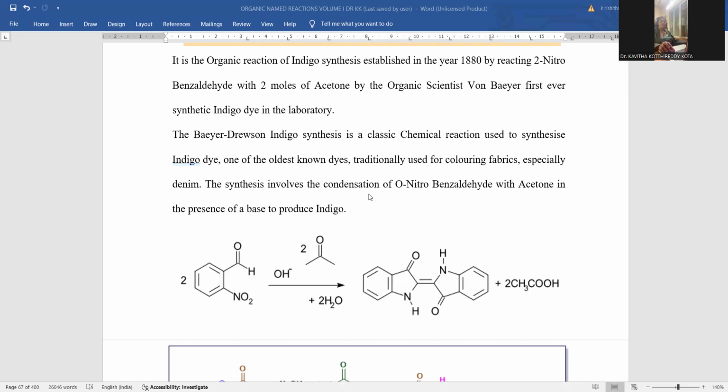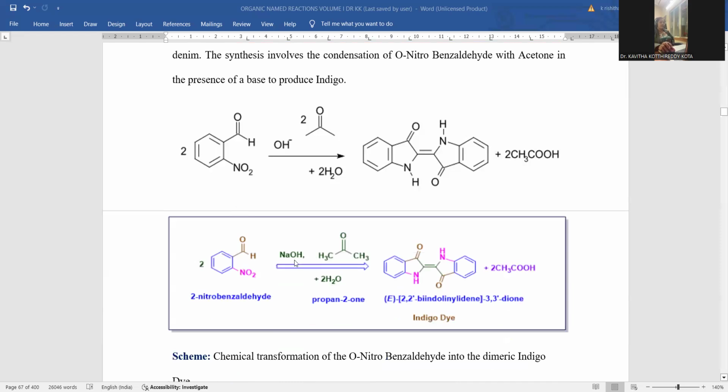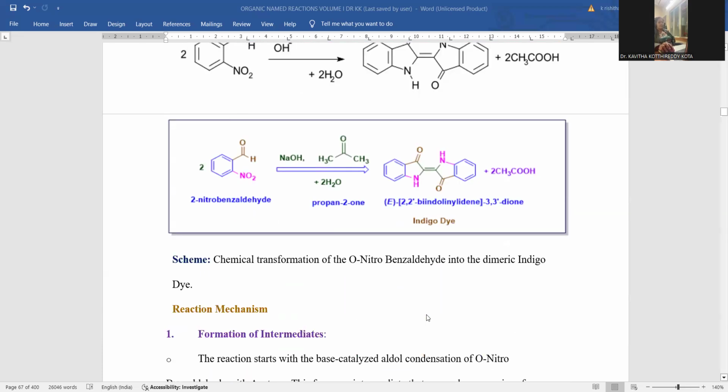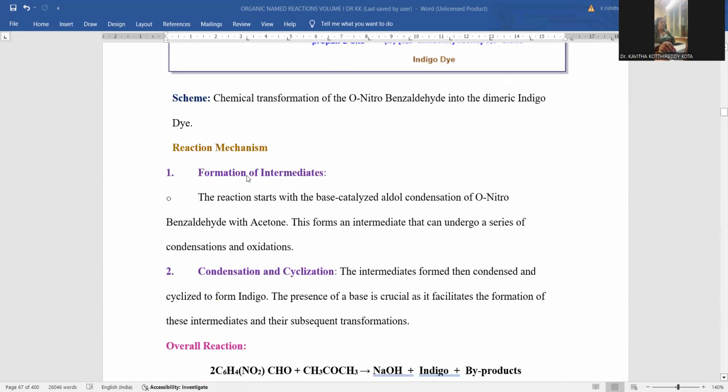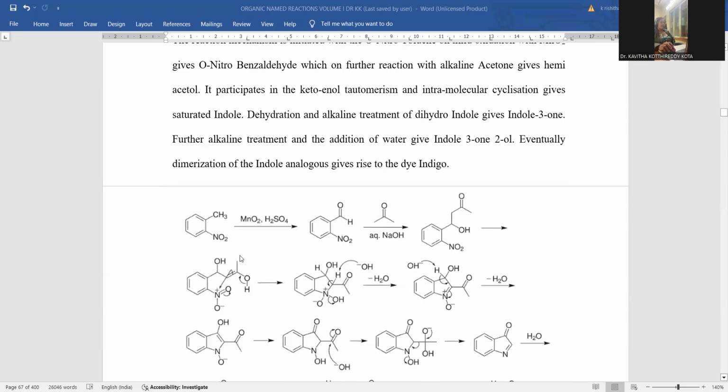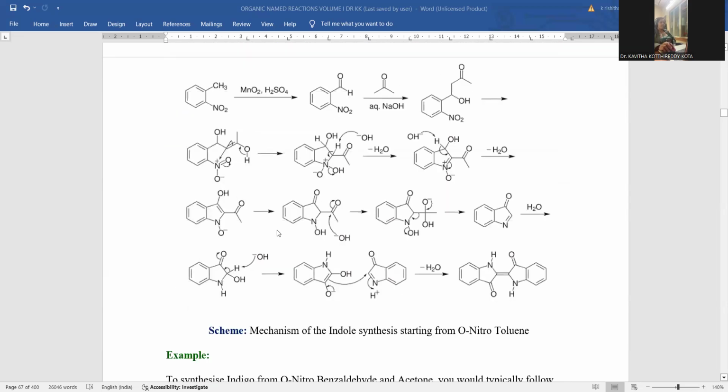The synthesis involves condensation of nitrobenzaldehyde with acetone. 2 moles of acetone are to be taken and a base is to be introduced so that indigo dye will be generated. Orthonitrobenzaldehyde is one reactant, and sodium hydroxide and acetone are taken so that, with water added, indigo dye formation is possible, right? Here we will go through the reaction mechanism and the formation of intermediates: how the intermediates are generated within the reaction and what mechanism is accomplished.